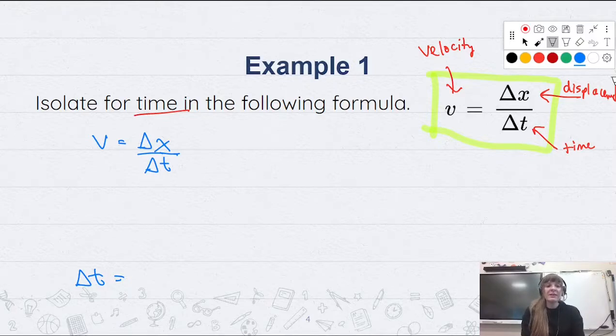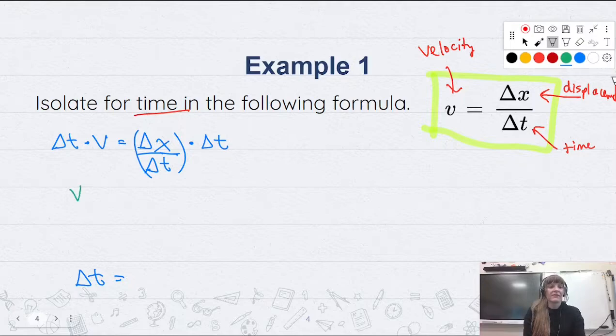So to do so, we are going to multiply this whole thing by delta T. And we're also going to do the same thing to the other side. So whatever you do to one side of the equation, you have to do to the other. So delta T is being multiplied with my V on the side. Here, you will notice that if we were to multiply this out, we would get V delta T is equal to delta X times delta T over delta T.